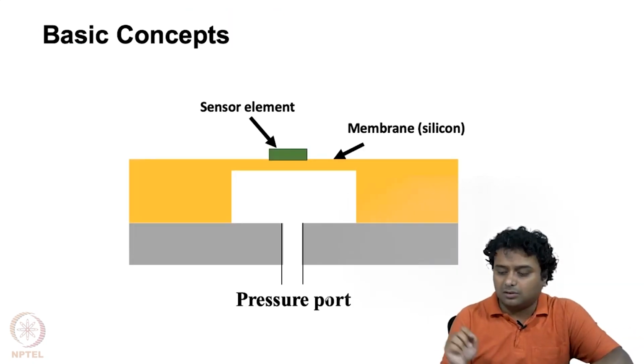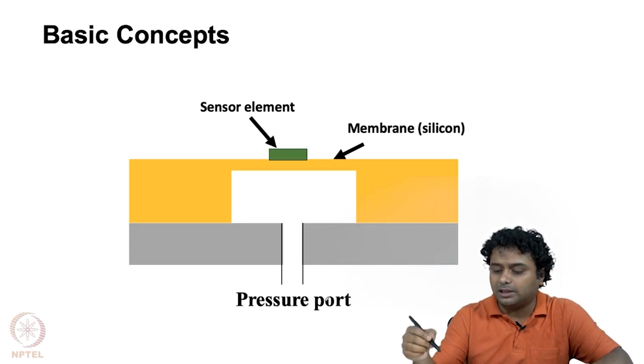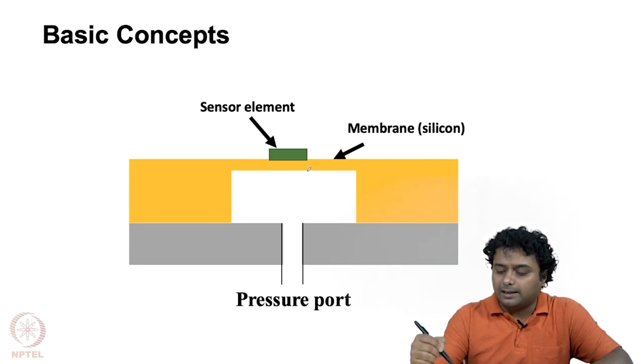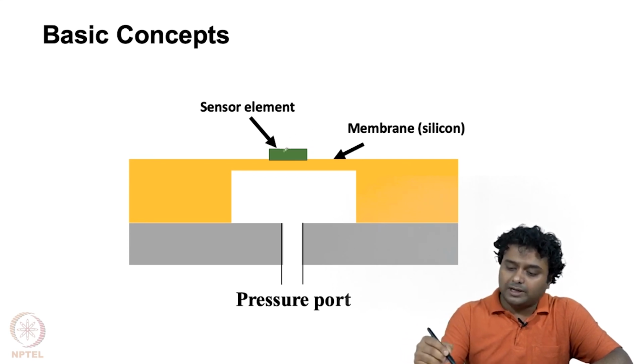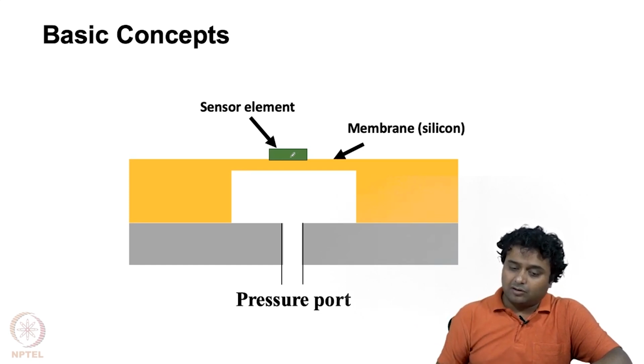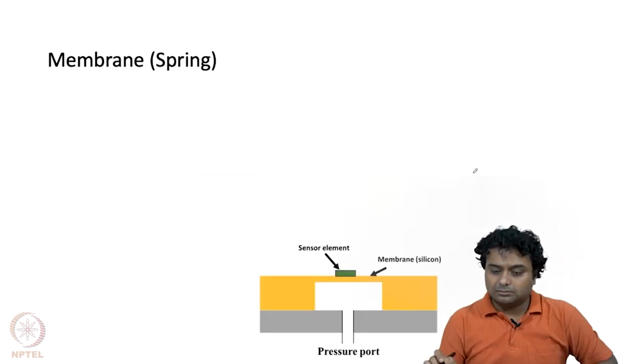Now what is the basic concept of this pressure sensor? As we have shown, there is a pressure port which is connected to the membrane, and as we apply some pressure, the membrane deflects, because the pressure in this region is different compared to this region. Now we can put some sensing element on top, or some sensing technique, to measure this deflection, and accordingly we can measure the pressure.